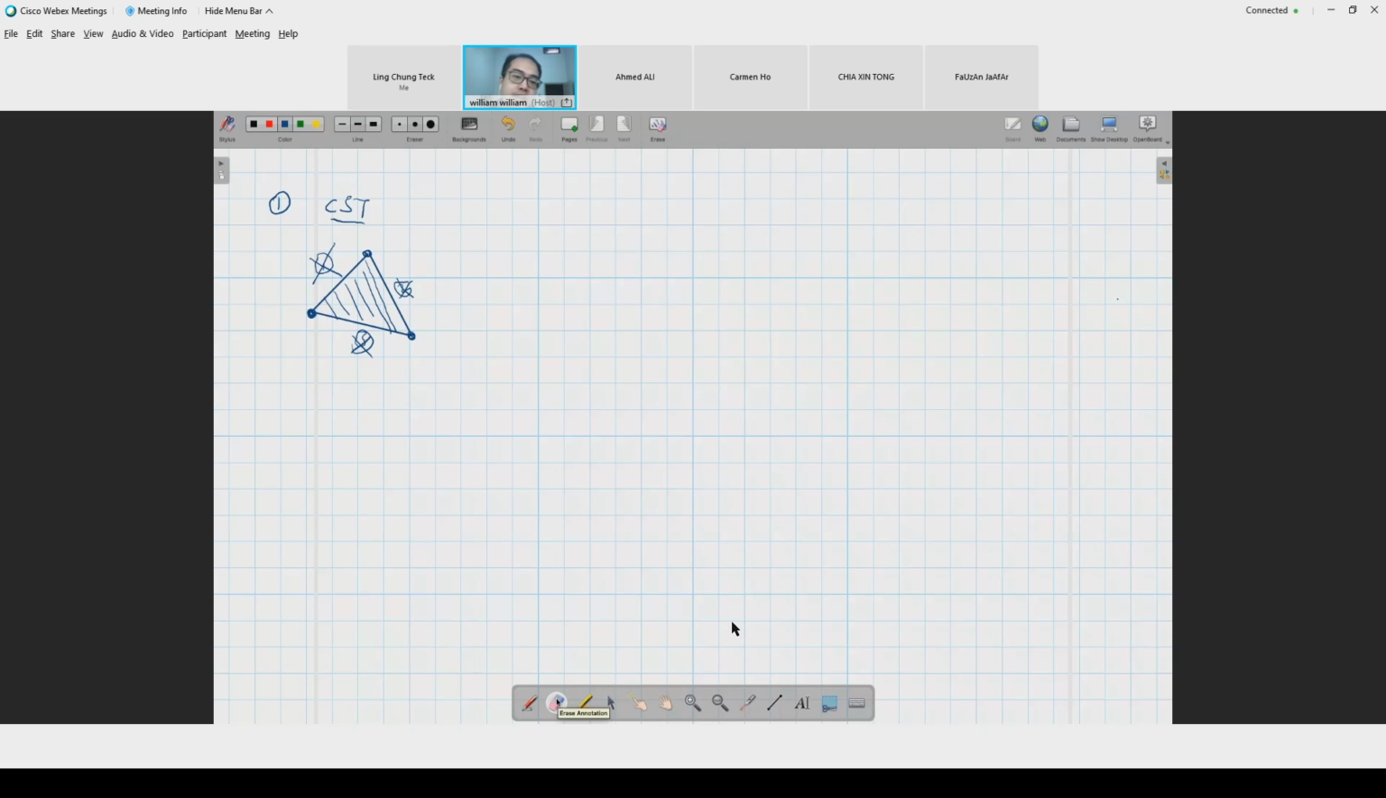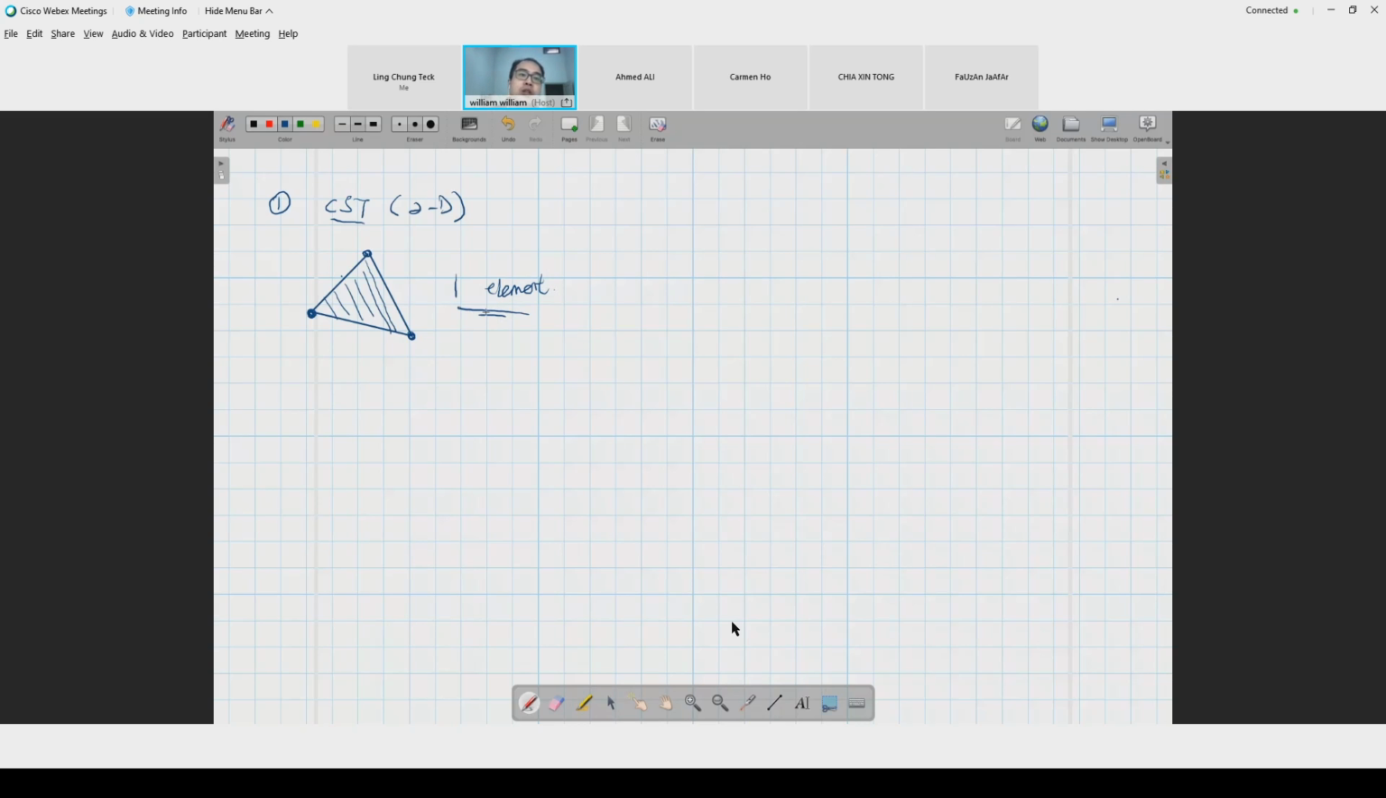I do see students do that during the test. I was a bit frustrated when I saw this, because I cannot really understand why students would think that way sometimes. So this is point number 1. I've seen students treat this CST as 3 elements: element 1, element 2, element 3. That's wrong. CST is a 2D element, which means it is a surface by itself. This whole thing is 1 element by itself.